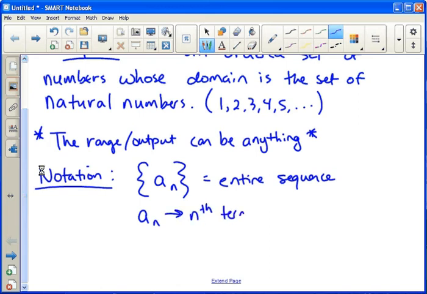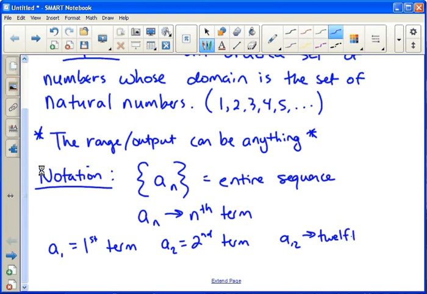So for example, a sub 1 is the first term, a sub 2 is the second term, and so on. You could do like a sub 12 is the 12th term. Did I spell that right? 12th? Yeah, I think so. And all of these are called subscripts. So these right here, they're called subscripts. So you can call it a sub 1, a sub 2, a sub 12, or you can just say a1, a2, a12. Either way is fine.